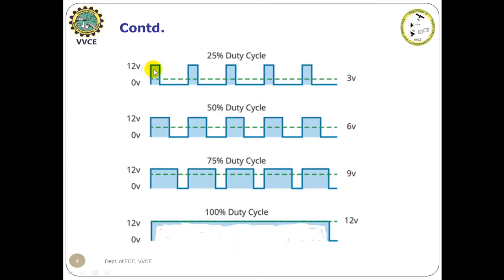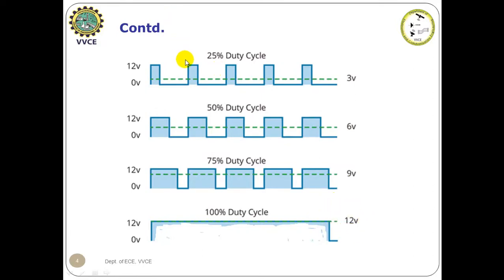Here we have a PWM output with 25% duty cycle, and the average voltage applied will be equal to duty cycle into the maximum voltage, that is 12 volt. 0.25 into 12 volt is equal to 3 volts. Here we have a duty cycle of 50%, due to which the average voltage will be equal to 6 volts. With 75% duty cycle, the average voltage is equal to 9 volts. 100% duty cycle, the voltage is equal to 12 volts.